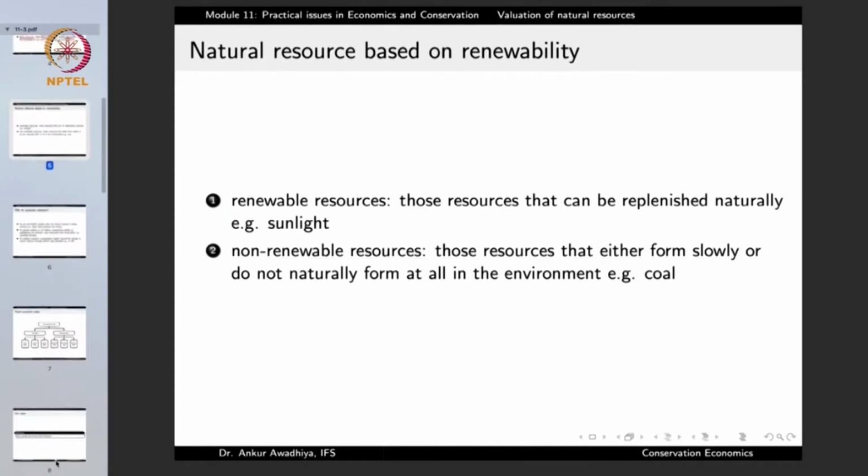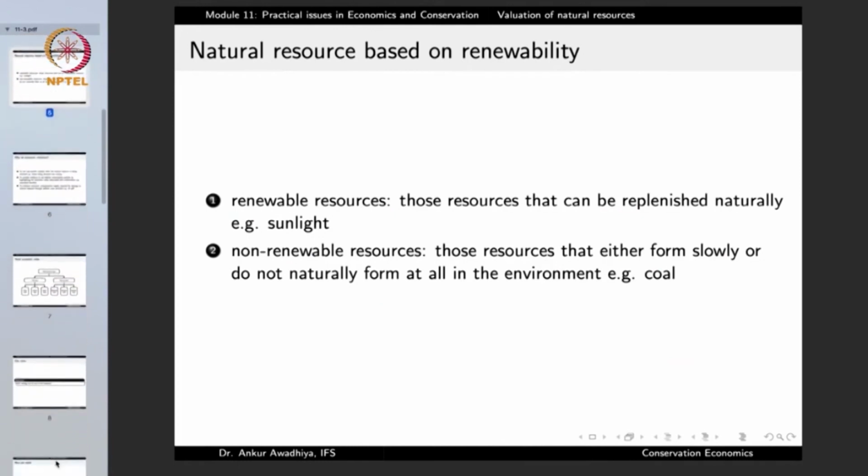Similarly, on the basis of renewability, we have renewable resources and non-renewable resources. Renewable resources are those resources that can be replenished naturally, such as sunlight. Now, what happens in the case of renewable resources is that the natural processes ensure that we will continuously get these renewable resources. Things such as forest.